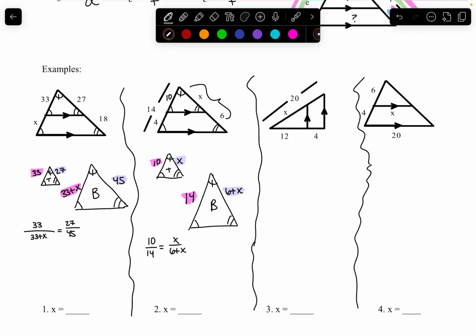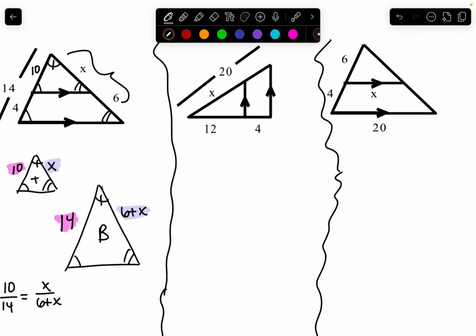I do really need us to focus on number 3 because number 3... Never mind. No, I don't need us to focus on number 3.